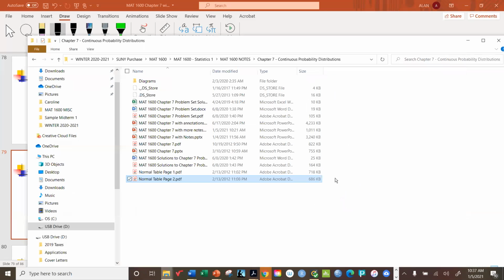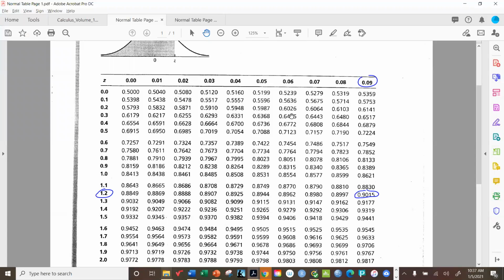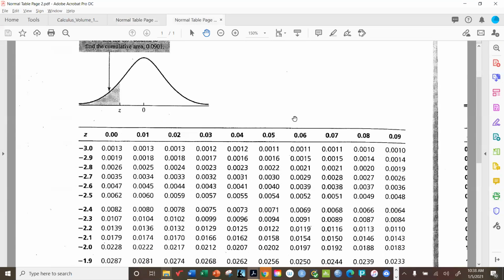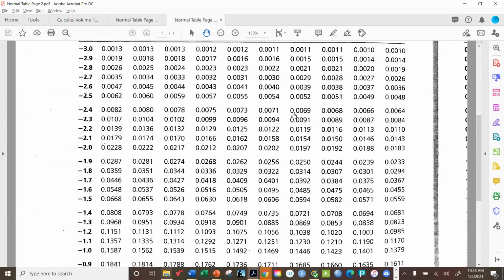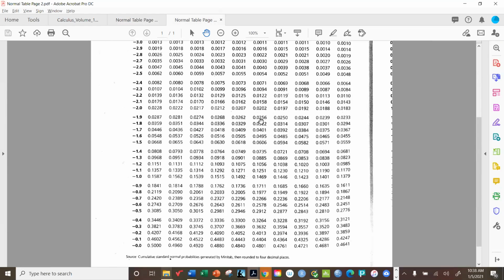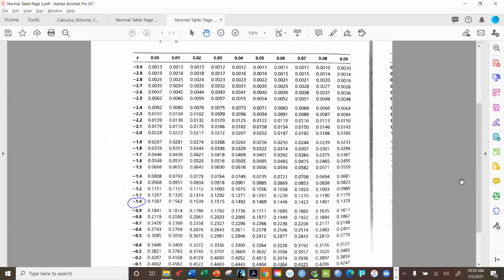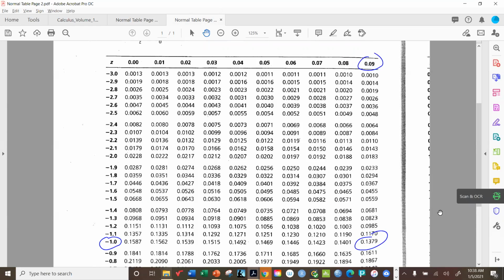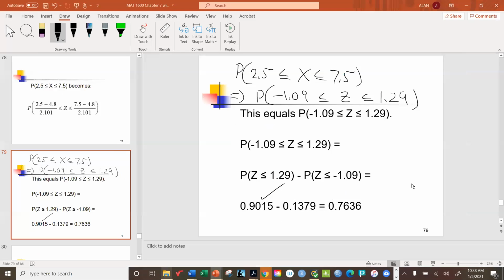For the negative 1.09, we do the same thing on the negative chart. So we need the negative 1.0, which is way down here somewhere. There we go. Negative 1.0 and 0.09. When we bring those together, we get 0.1379. All right. So that's our 0.1379. So we subtract them and we end up with this number.